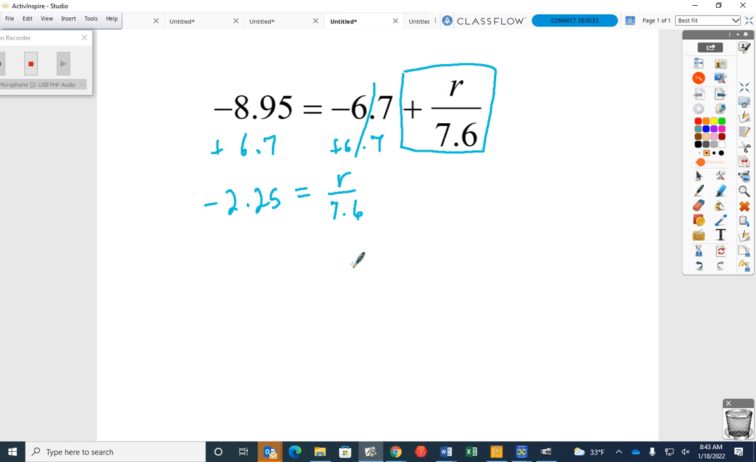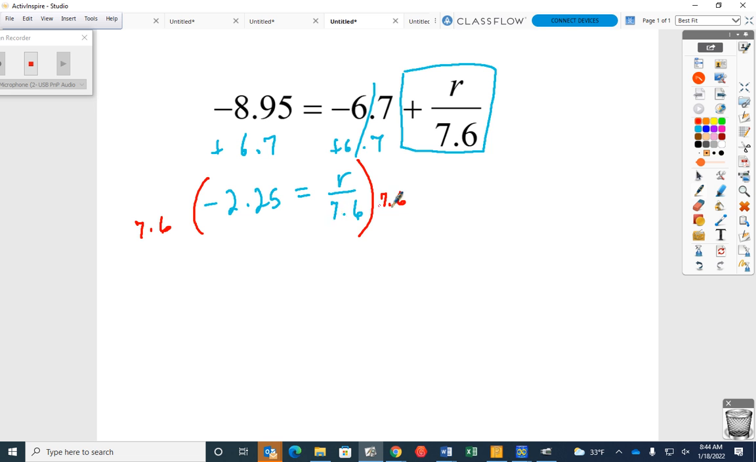Now, what is R over that 7.6? What operation does that imply? Division. And how am I going to undo division? Multiplication. I'm going to multiply. What am I dividing by here? I'm dividing by 7.6. So I'm going to put parentheses around this whole thing, put what I'm dividing by outside, so 7.6 here. But again, if I do it to one side, I've got to do it to the other.